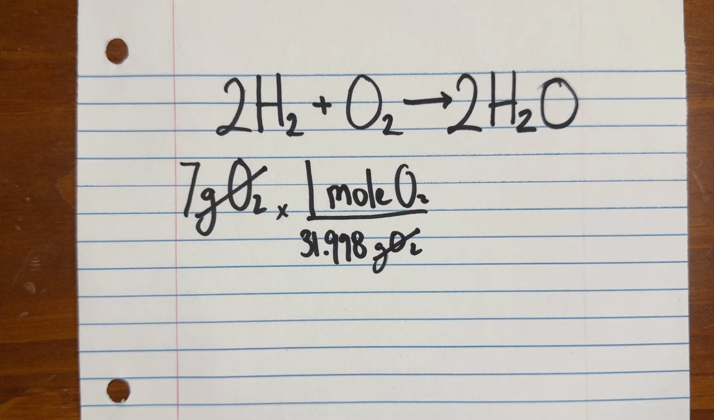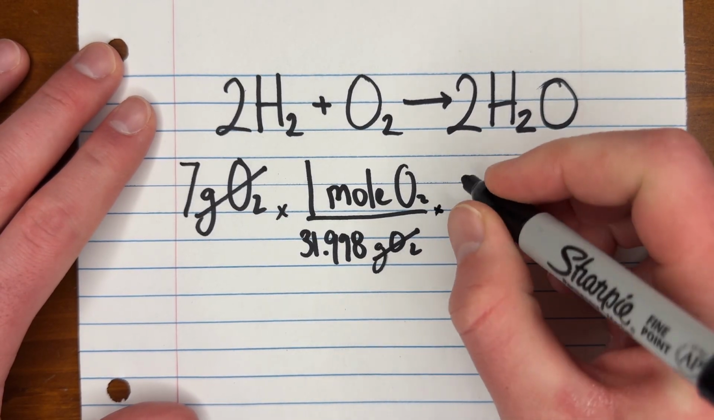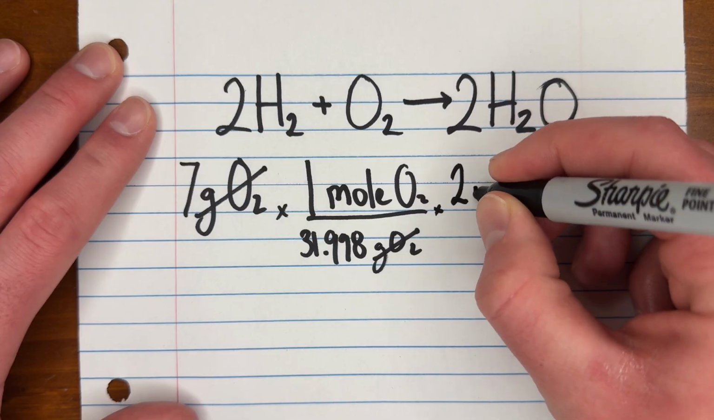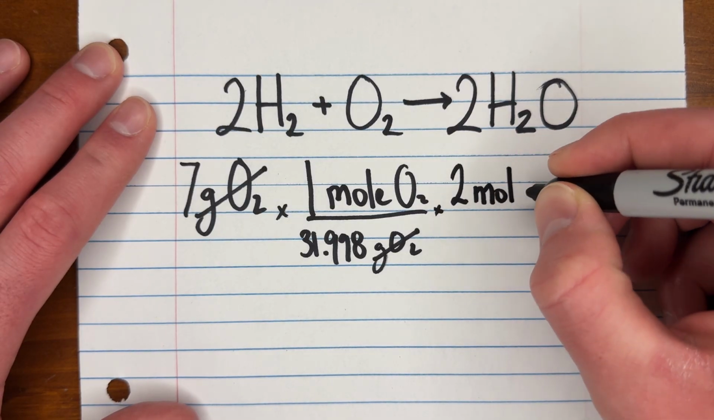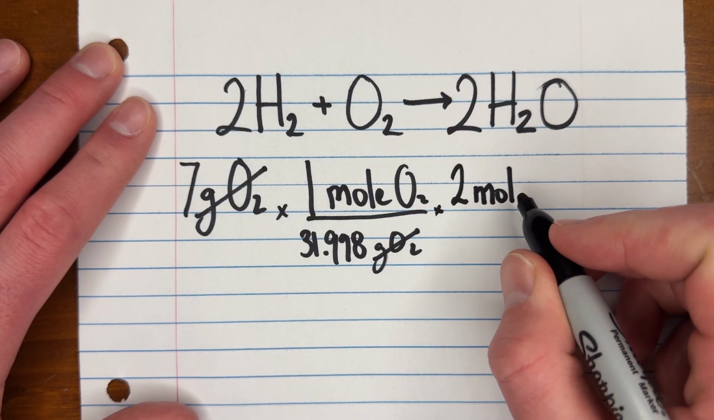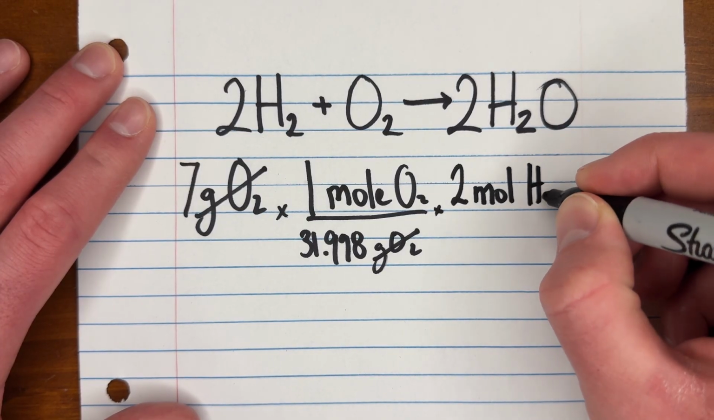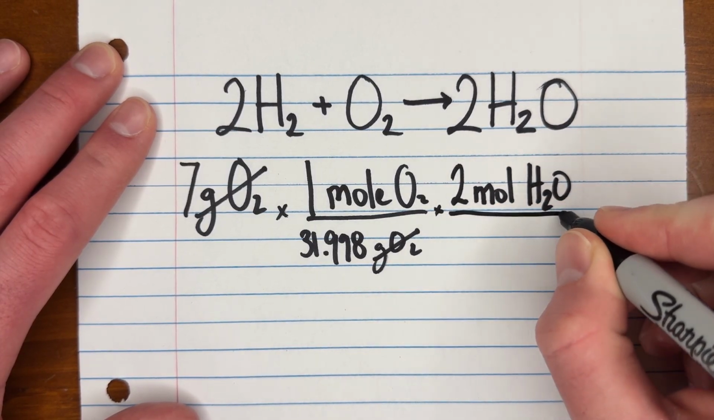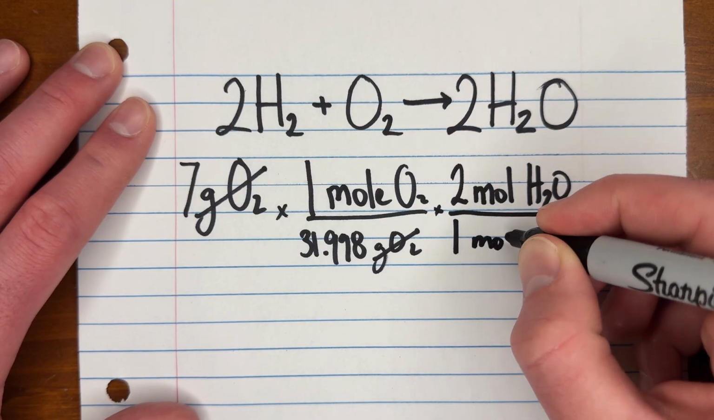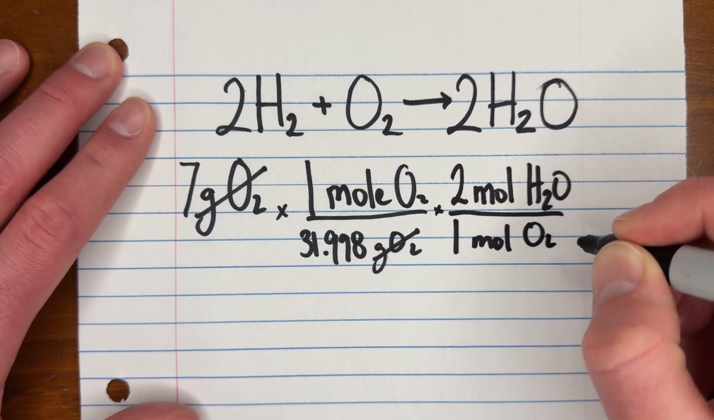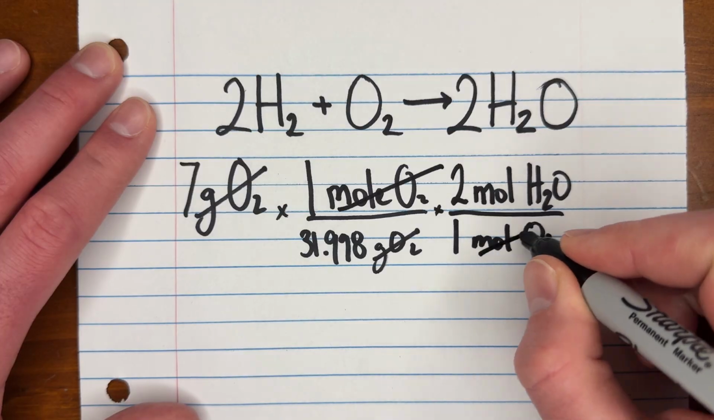Now, this is where the tricky part comes in. I need to figure out how many moles of H2O I can make for every mole of oxygen. So I know that I can make 2 H2O molecules or 2 H2O moles, either way. I'm going to abbreviate to mol just to save some space here. So 2 moles of H2O per 1 mole O2. Well, that cancels out as well.